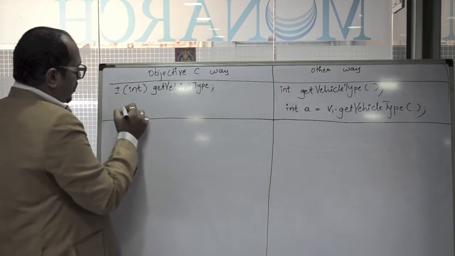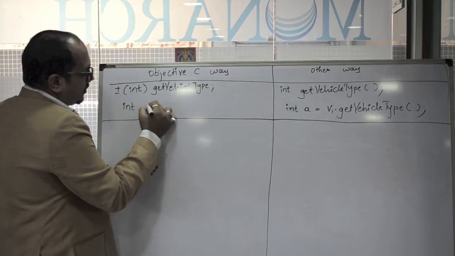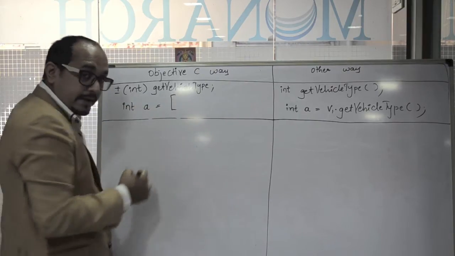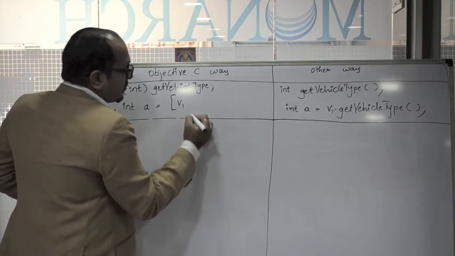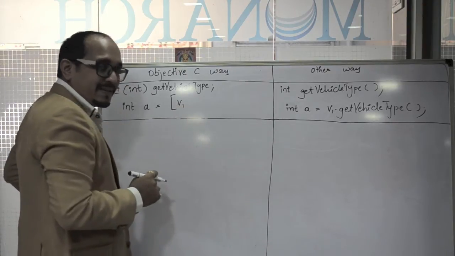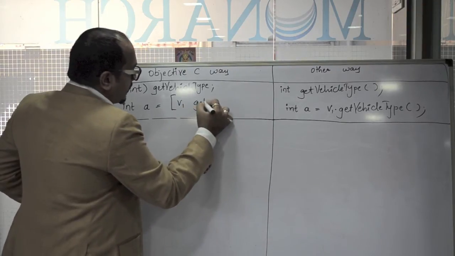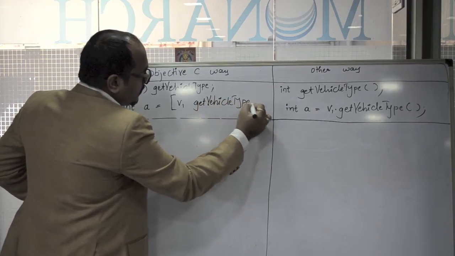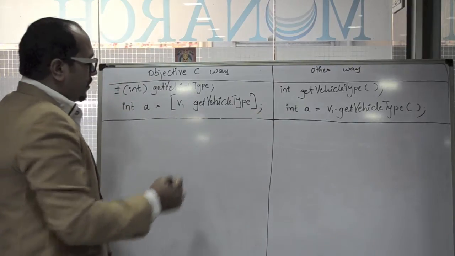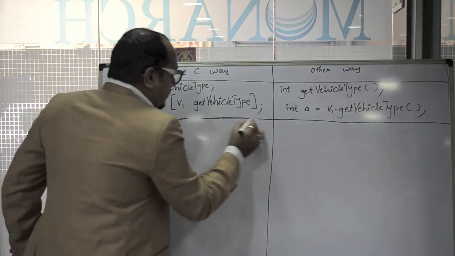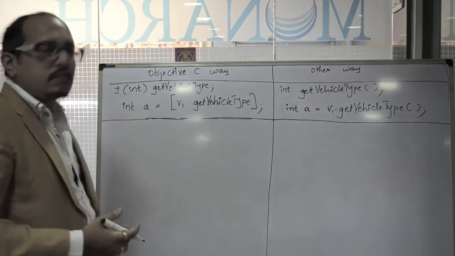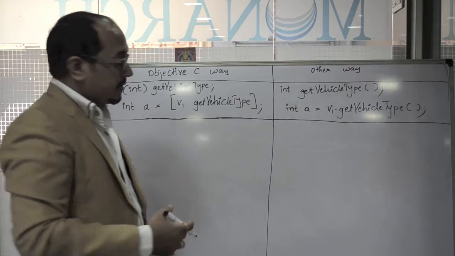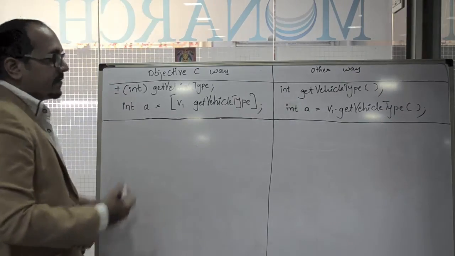Now how does it get called? int a equal to, in square brackets, V1, and there is no dot operator, it's replaced by a space, getVehicleType. There is no wow factor, it's just adding to my complexity right now, but we have to use it because this is the way the Objective-C syntax is.